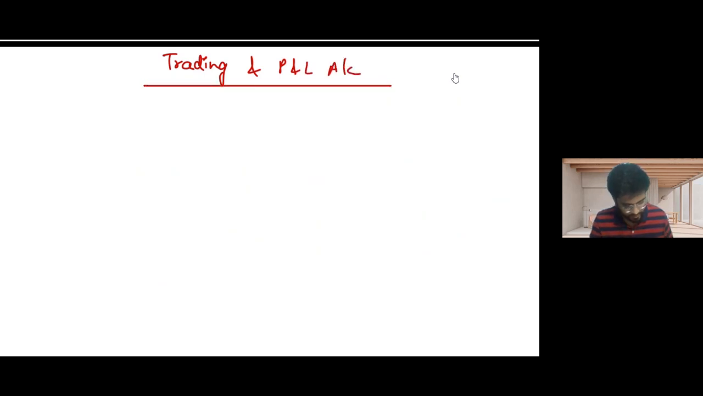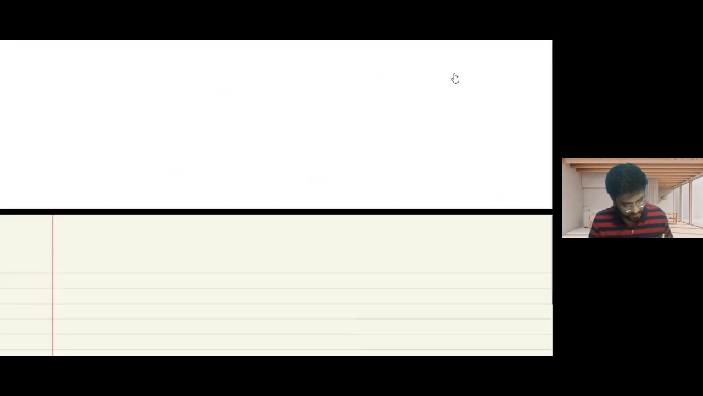Now I'm going to prepare a trading and profit and loss account. I'm going to prepare a trading and profit and loss account. Let's have a different type of page. 1 second. Yes, this one.